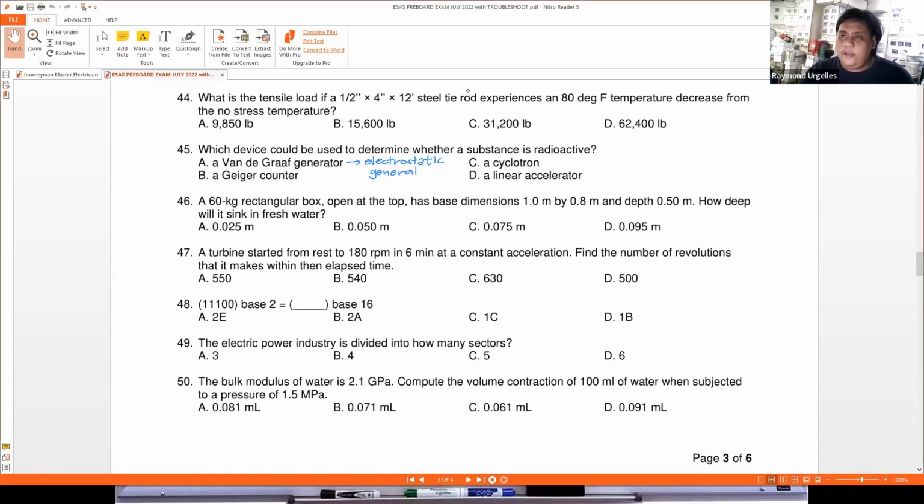Then a cyclotron. The cyclotron is a particle accelerator, but as you can see from the name itself, cyclo, the direction of our particle acceleration is in a cycle, so it goes around. Our cyclotron is cylindrical, and the electrons or charged particles go around inside it. That's why it's called a cyclotron.